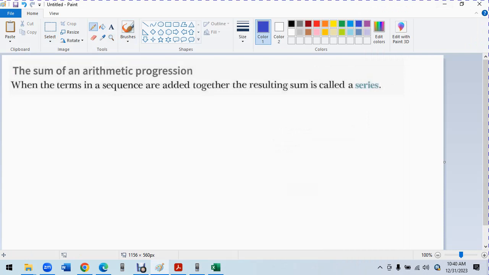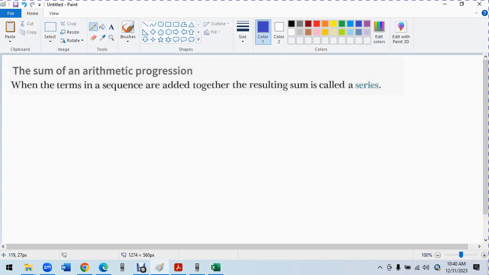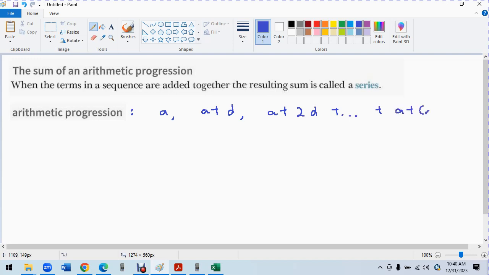So in this video, I will show the sum of an AP. When the terms in a sequence are added together, the resulting sum is called a series. Before we find the sum of AP, we recall what an AP is. We have a, then the second term is a plus d, the third term is a plus 2d, and the nth term is a plus n minus 1 times d.